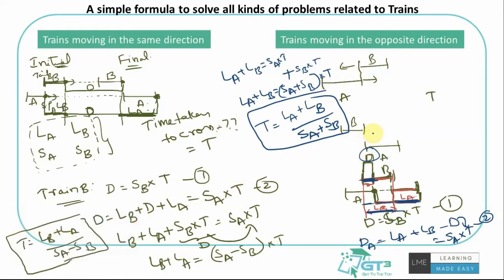Right. So if you see this, the formula pretty much looks the same. The time taken to cross would be the sum of the lengths of the trains by the sum of the speeds or difference of the speeds. The faster minus slower or faster plus slower, depending on how the trains are moving: the same direction, or the opposite direction.